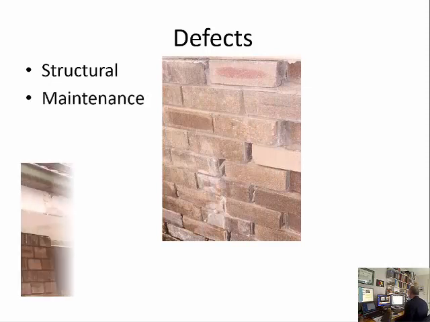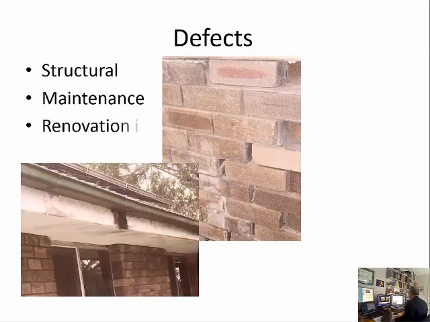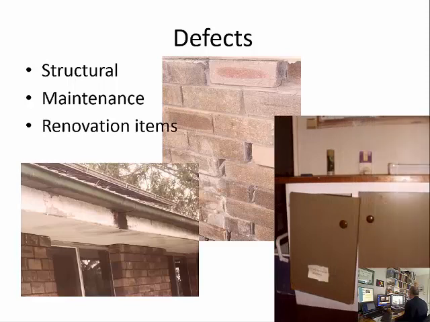There's structural defects, which are things which really affect the very fabric of the building, like cracked bricks and so on. There's maintenance items, such as painting, maybe leaking guttering, and renovation items for things like kitchens and bathrooms that are normally considered to deserve a refit, probably about once every 10, 20 years or so.